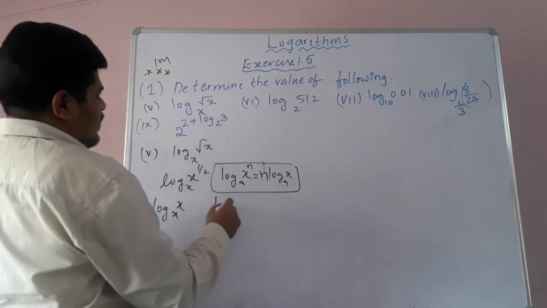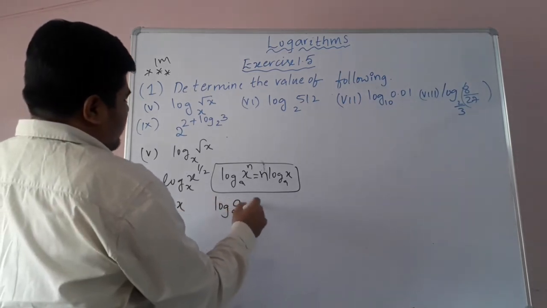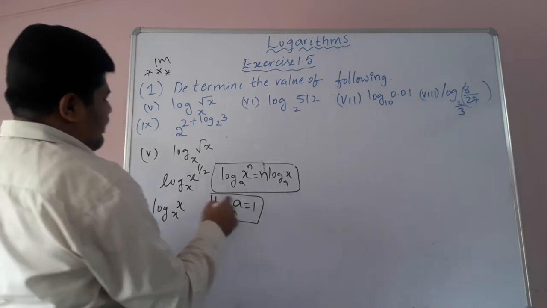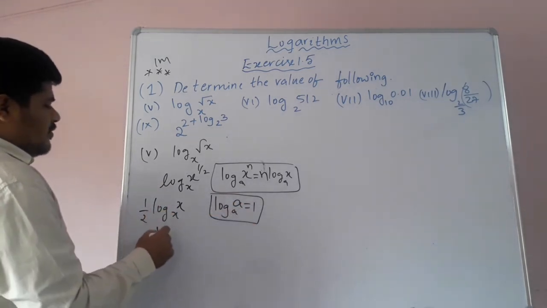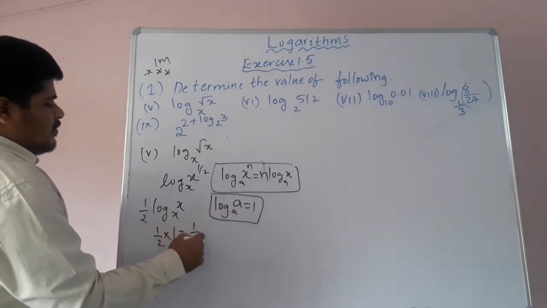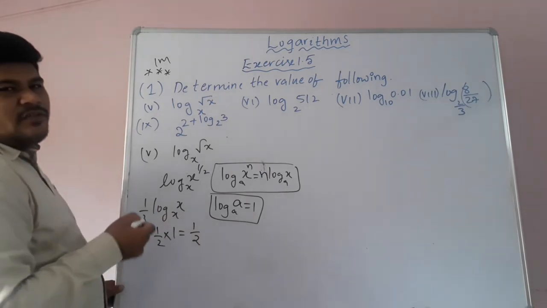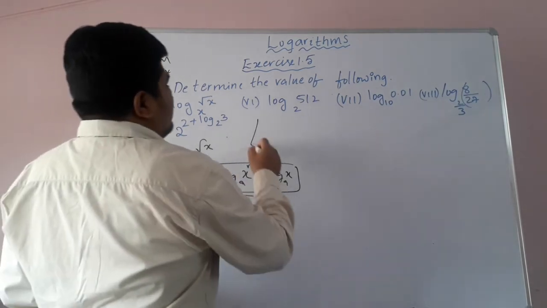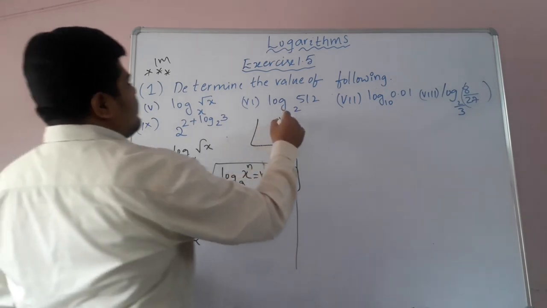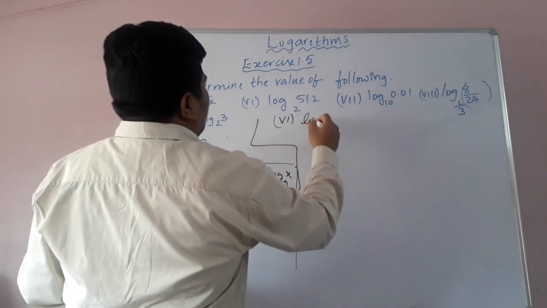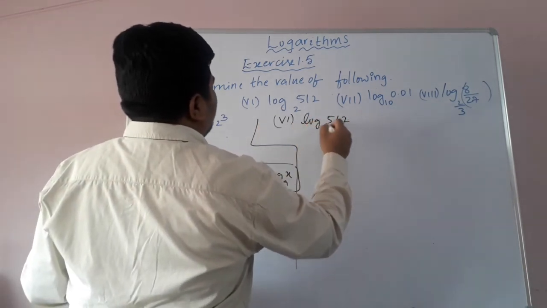Again we have the formula log a base a is equal to 1. So half into log x base x, where log x base x is equal to 1. So finally that will be equal to half, children. So this is the way to solve this problem. And let's see the next question, the sixth problem: log 512 base 2.